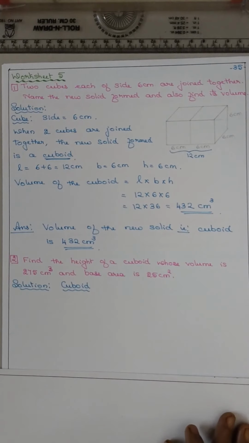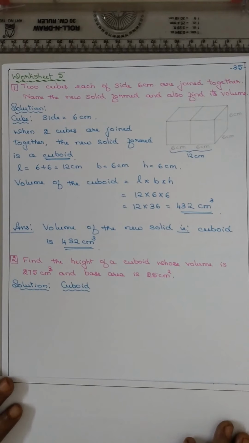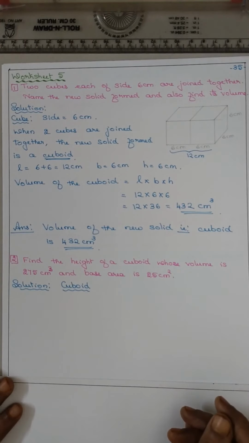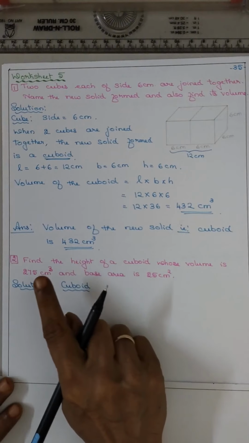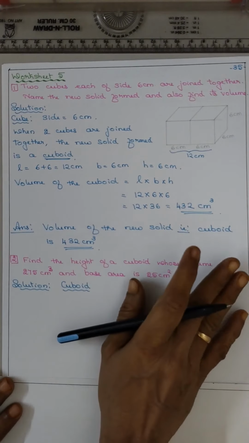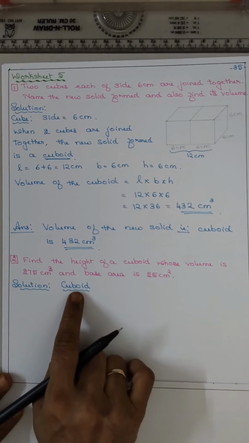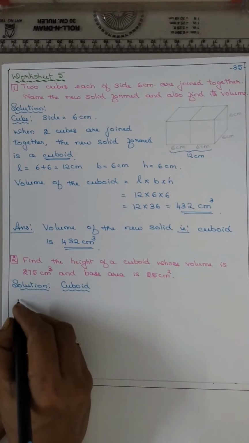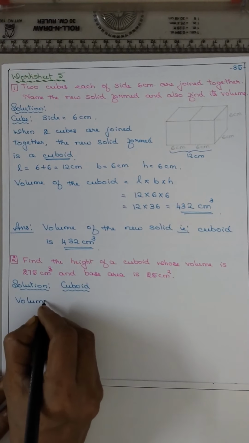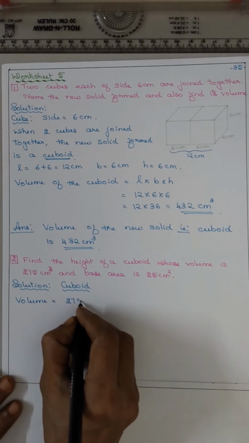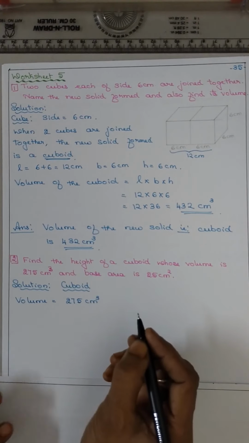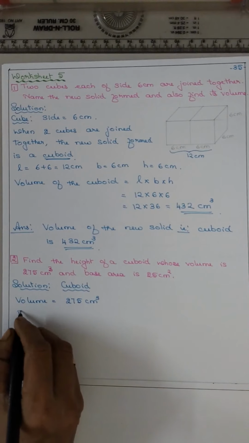Find the height of the cuboid whose volume is given 275 centimeter cube and the base area is given 25 centimeter square. They didn't give length and breadth. They have asked the height. Volume is given. Length and breadth are not given, but base area is given. Now first, the shape of the solid is cuboid. First, what is given? Volume is equal to 275 centimeter cube. Now they have given base area.